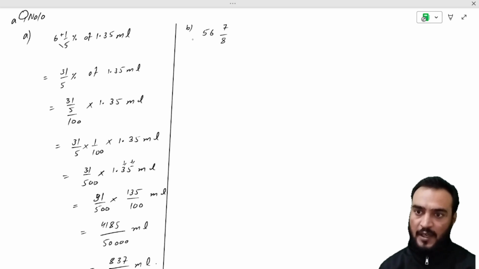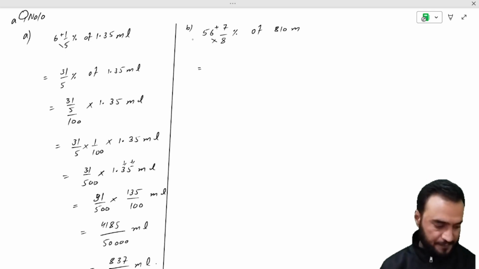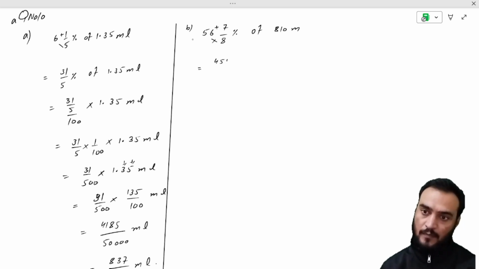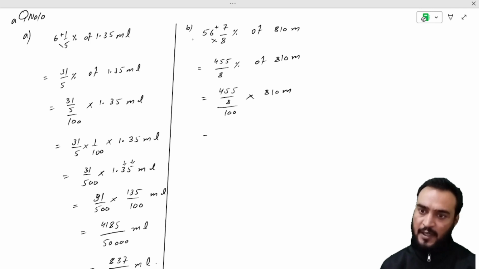56 into 7 over 8% of 810 meters. So it means that we multiply 56 by 8 and we add 7. Then it becomes 455 over 8 percent of 810 meters. So 455 over 8% means 455 over 8 out of 100 times 810 meters. It becomes 455 over 8 times 1 over 100 times 810 meters.